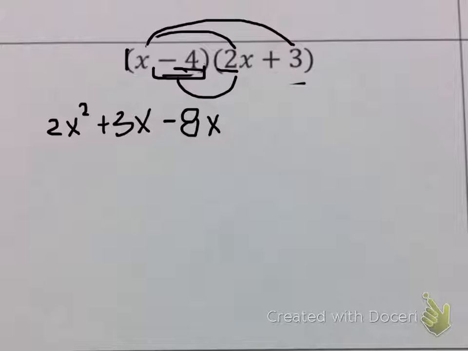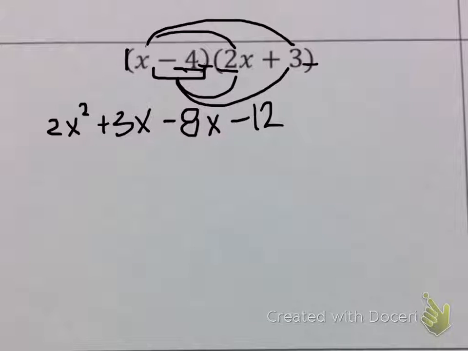Then we're going to take our negative 4 and multiply it by this positive 3, which is going to give us a negative 12. And these both have nothing behind them, so we're just going to leave it as a negative 12.